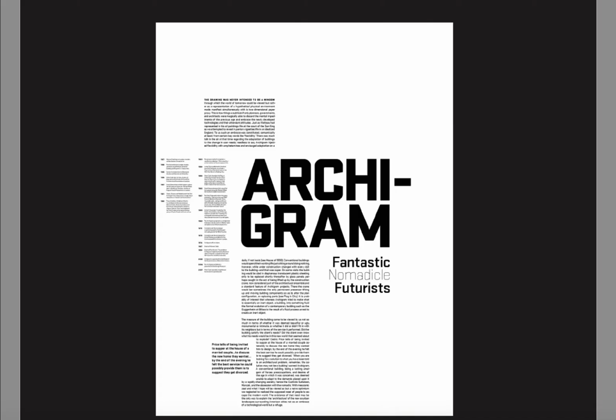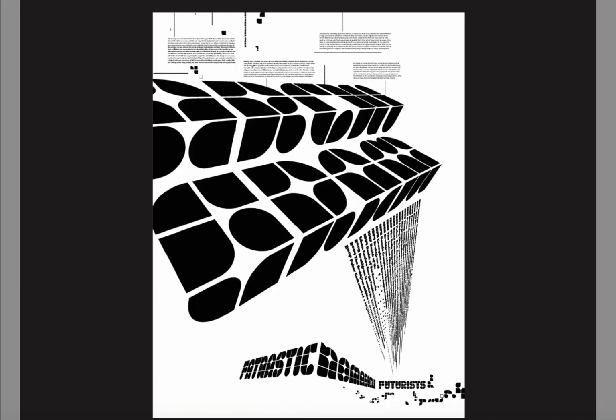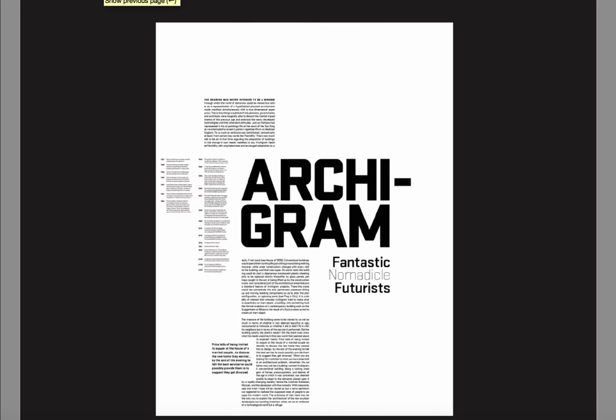We have a studio called Archigram, and some of the things that they choose to focus on are quite interesting. And this is the connotative side of their poster. The denotative looks like that, so pretty bold, straightforward. We have the name of the studio, Fantastic Normatical Futurists, that's what they call themselves. And then we have the body copy and timeline.